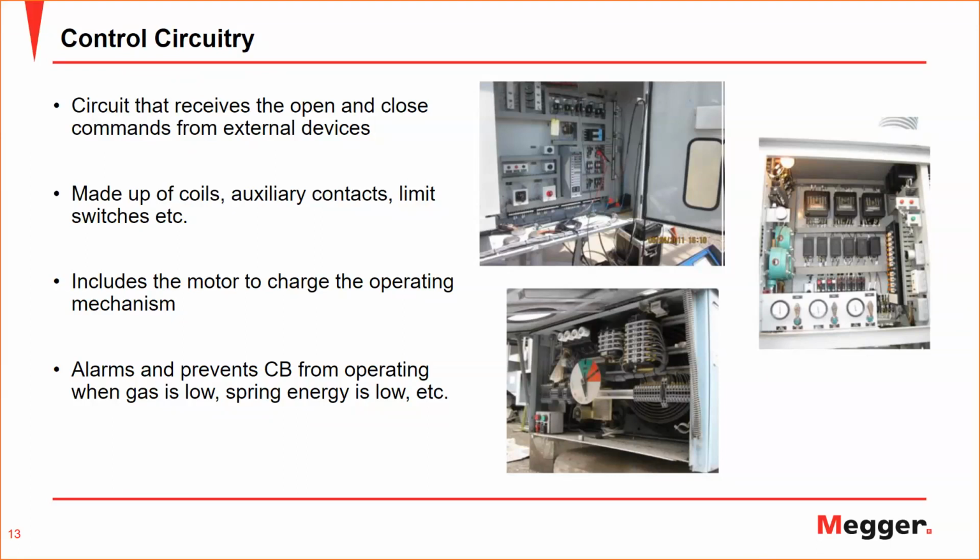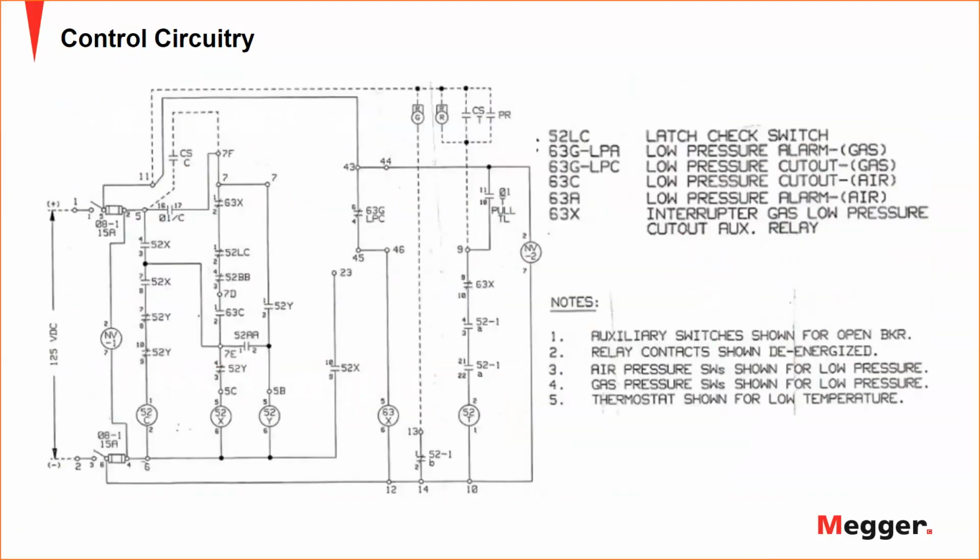These are some pictures of control circuitry from different breakers. Usually this control circuitry will have a diagram showing you where the trip coil is, where the close coil is, and where each limit switch is, like alarms, cutouts, and any auxiliary contact that will prevent operation, circuit breaker indication, etc. So this is a quick introduction to some of the components in the circuit breaker that we are going to talk about.